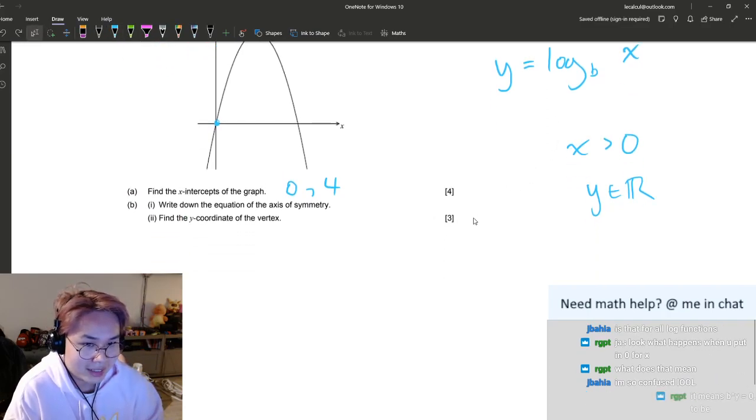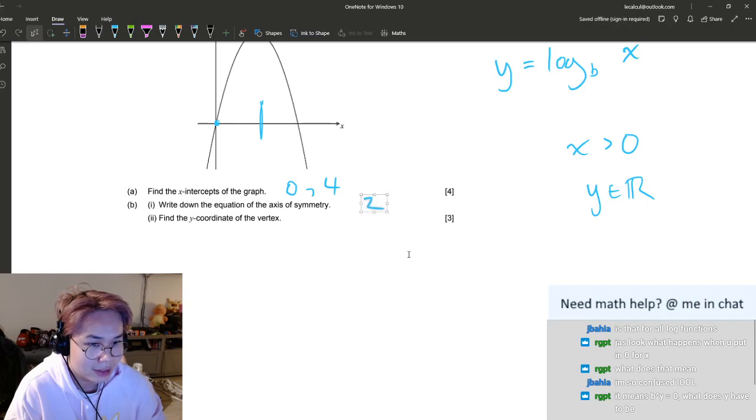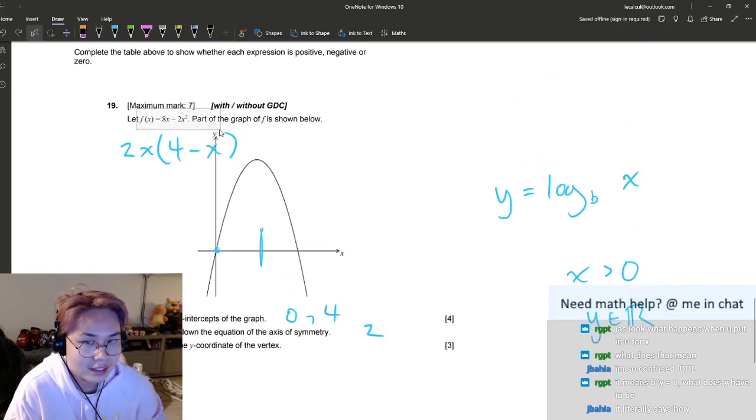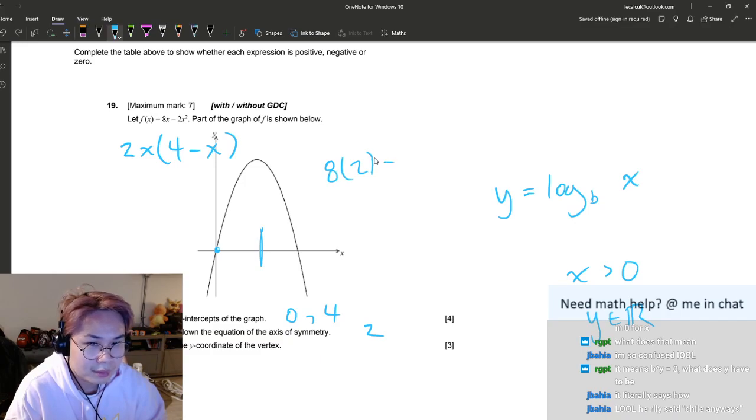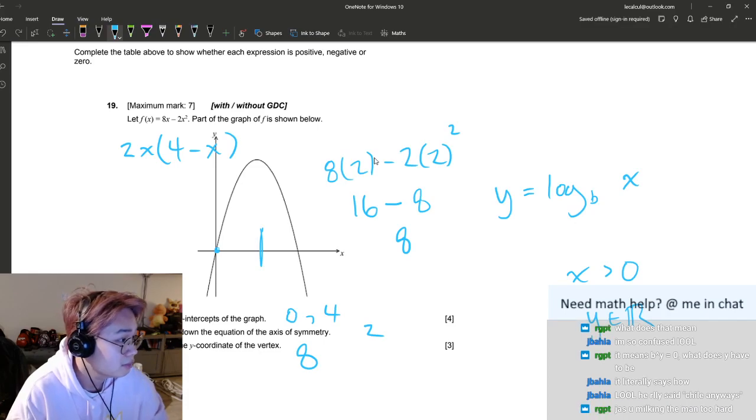Anyways, continuing on. Axis of symmetry is 2, because it's in between 0 and 4. For the y-coordinate of the vertex, I plug the x value 2 into the function. So I get 8 times 2 minus 2 times 2 squared. That's 16 minus 8, which is 8. So this is 8.